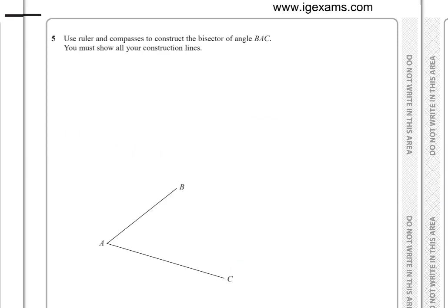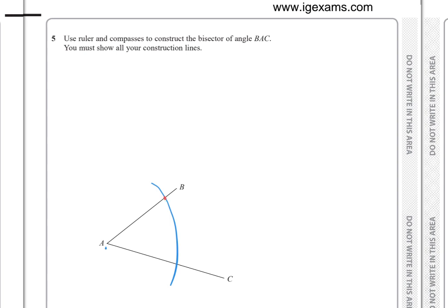Number 5, use ruler and compasses to construct the bisector of the angle BAC. You must show your working, your construction lines. So with your compass, from the center A, draw an arc with suitable radius. So for example, this one.